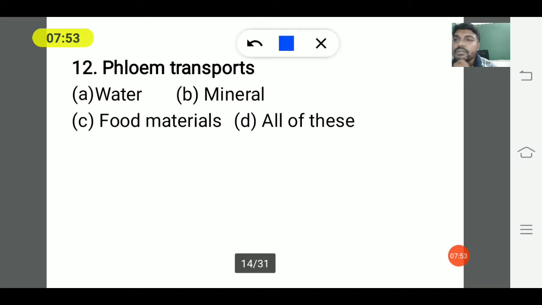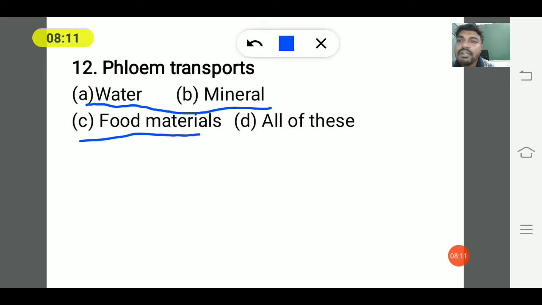Next, 12th question. The phloem transports: option A water, B minerals, C food materials, D all of this. So phloem is always a conductor of food materials from the leaves to the different parts of a plant, but it does not conduct water or minerals. Water and minerals are restricted only to the xylem. So option C is the right answer. Phloem transports only food materials.